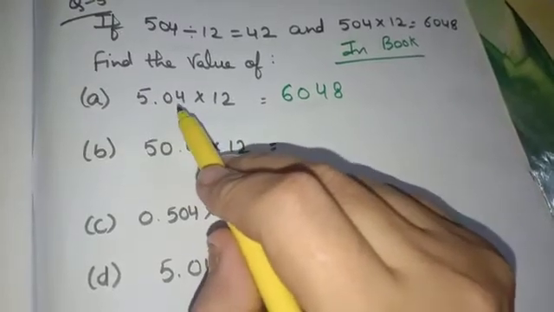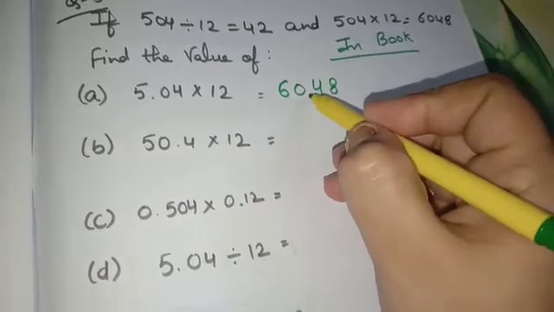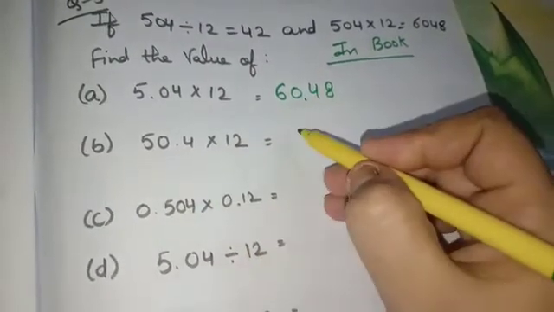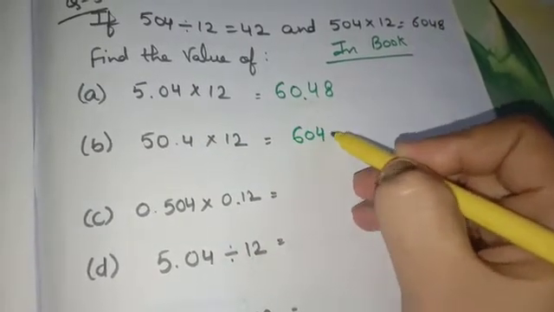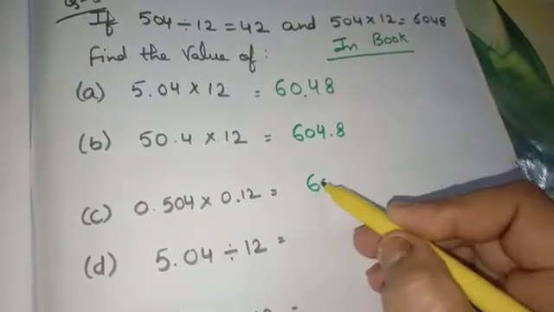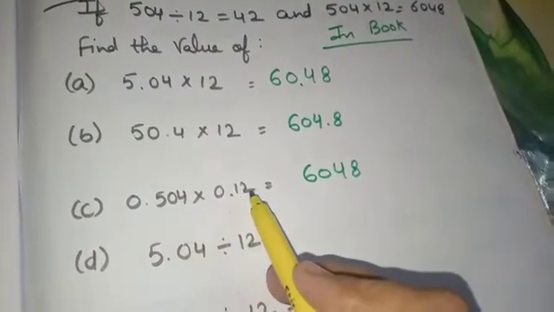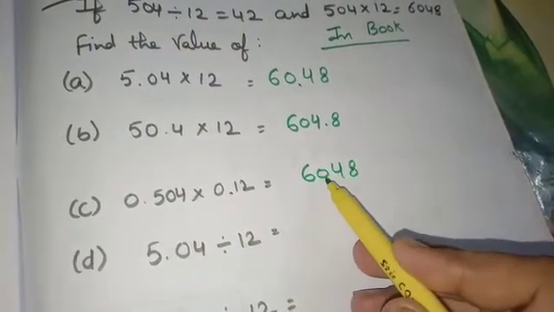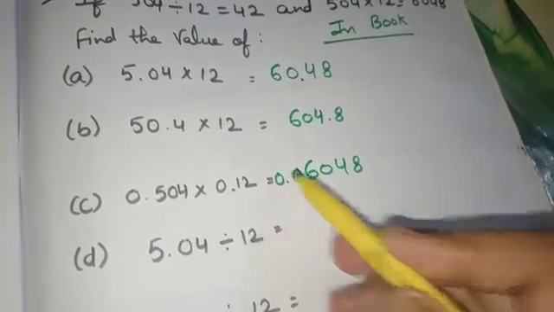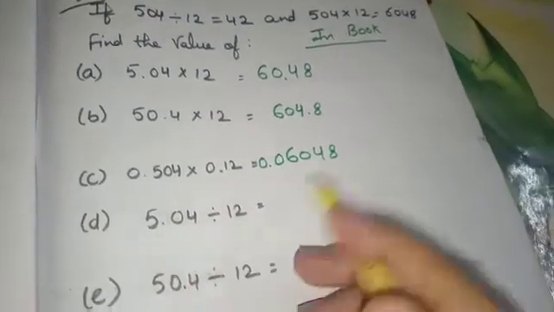How many digits are after the decimal here? Only 2. So we will count 2 digits from the back and mark the point here. Okay, here also only 1 digit is after the decimal, so 604.8. In C part, 6048 is the product and the digits after the decimal are 5. 1, 2, 3, 4, 5. Okay, so this kind of questions we have already done in our worksheets.